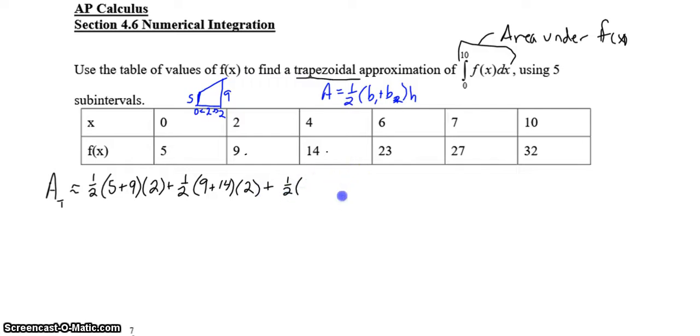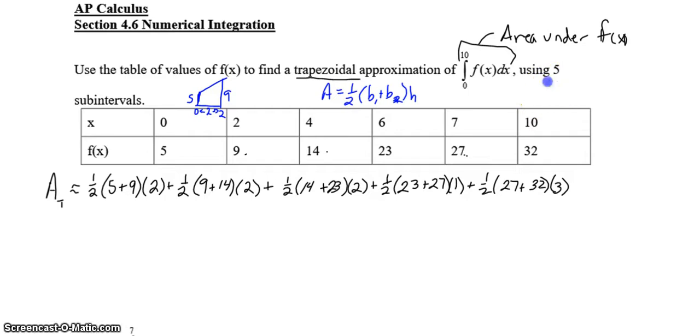1/2 sum of the bases, again our bases are our function values, times our delta x, distance between the bases, 1/2 sum of the bases, times delta x is our height. And then the last trapezoid. 1/2 sum of the bases times delta x, which is our height.